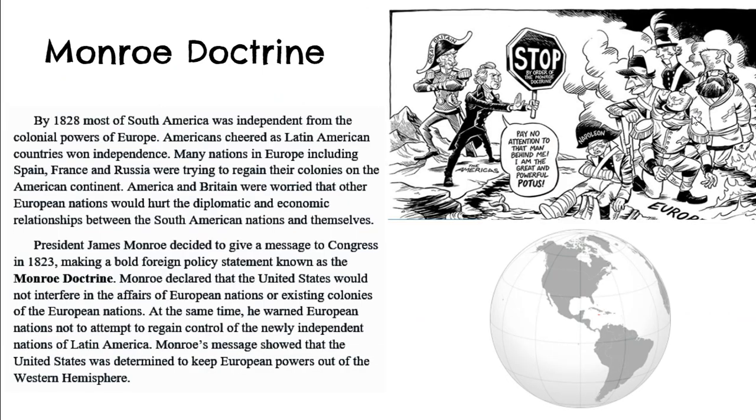We can see that here with the Monroe Doctrine with our cartoon. Monroe standing there with the stop sign says, essentially telling Europeans, by order of the Monroe Doctrine, you must stop. You can't come back over to this side of the world.